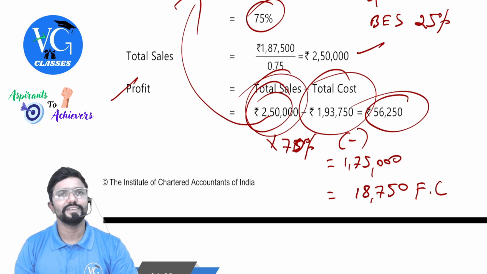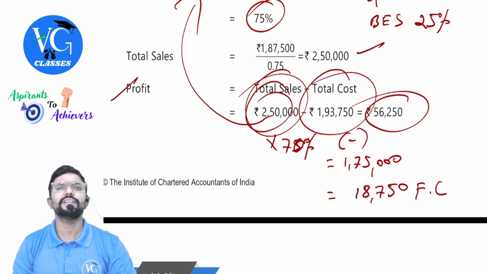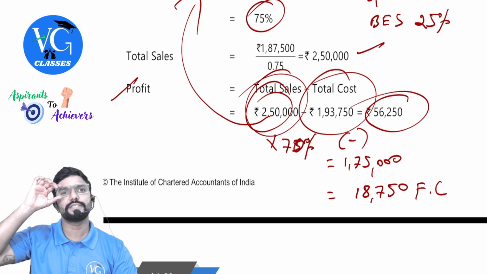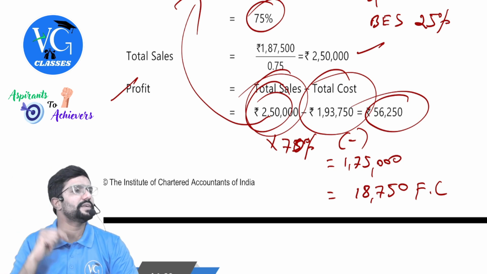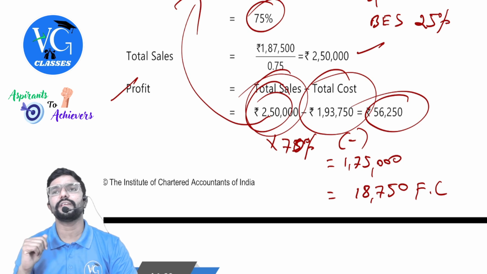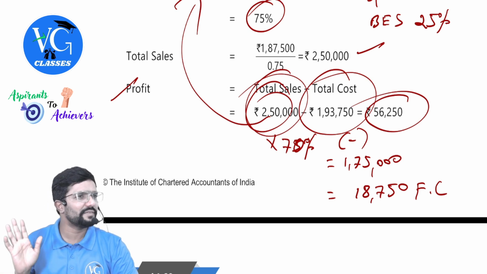Yes, that way also you can. Sir, can we find out selling price and do it, sir? Yes, because margin of safety is there in rupees as well as units. Can we find out selling price? Yes, margin of safety in rupees divided by margin of safety in units. All the different alternate ways are there.